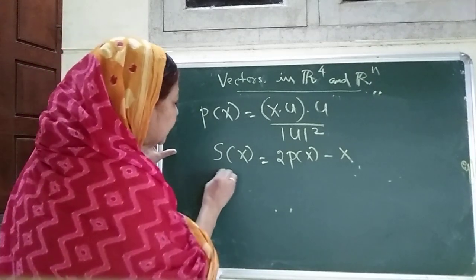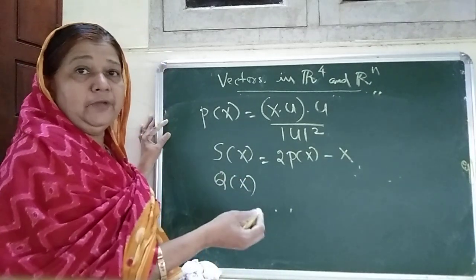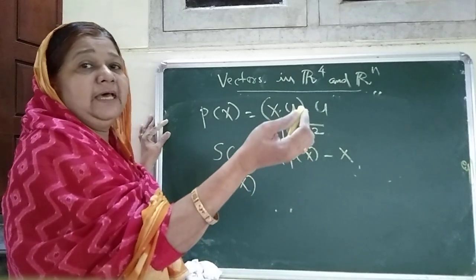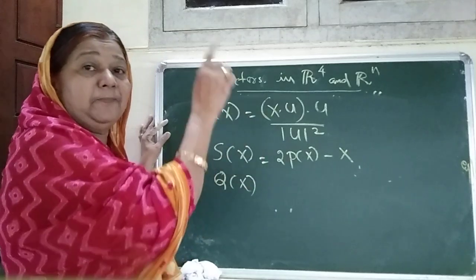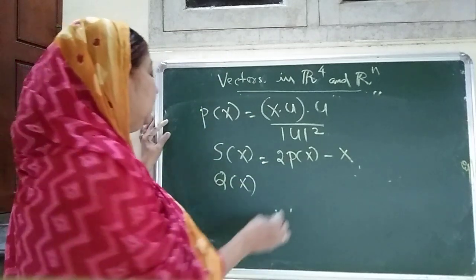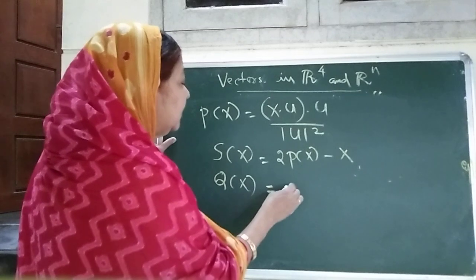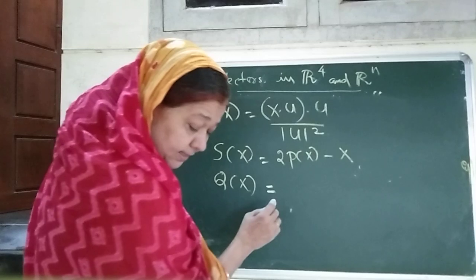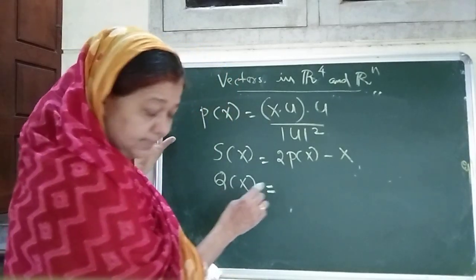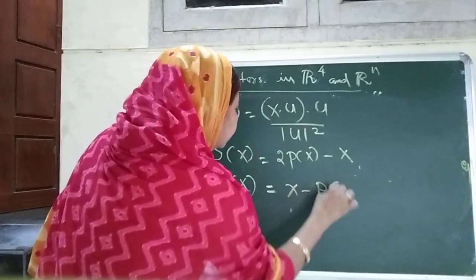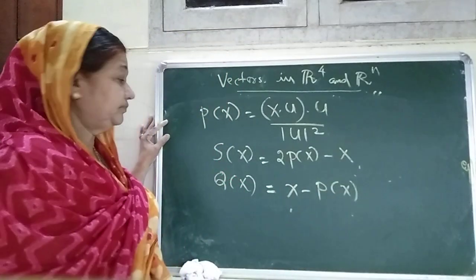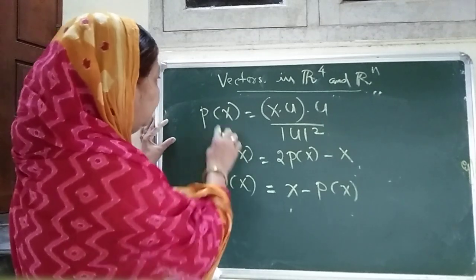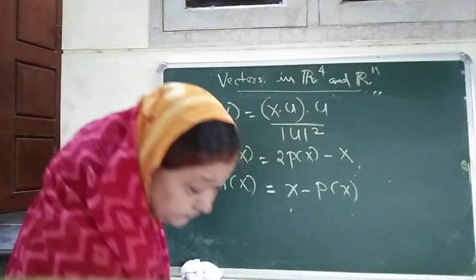Similarly, Qx is the projection along a line perpendicular to a plane, where the plane passes through the origin and is perpendicular to the vector u. Qx is nothing but x minus Px. Yesterday we saw that in the second module. Again, we can see the reflection, projection, and then rotation.